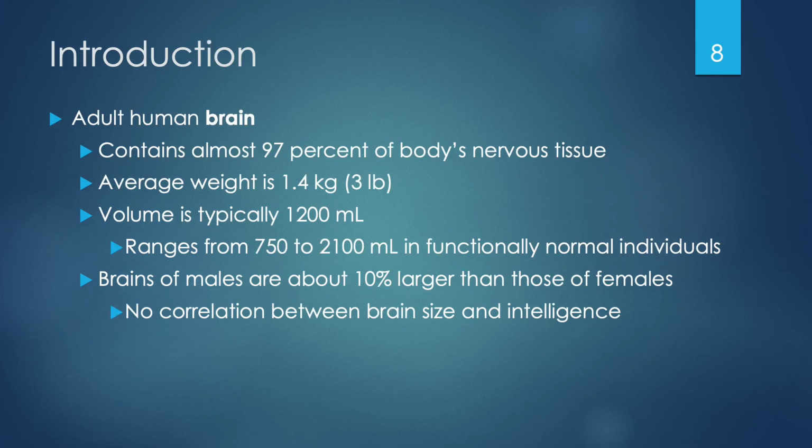Today, we're going to be studying the brain and cranial nerves, and I think you're going to love this chapter. The adult human brain is fascinating. The adult brain has about 97% of our body's nervous tissue, which leaves the remaining 3% to be composed of our spinal cord, which is part of our central nervous system, and our remaining peripheral nervous system. The average weight of the brain is about 1.4 kilograms, or about 3 pounds. The volume is typically about 1,200 milliliters, and this ranges in totally normal adults from 750 milliliters all the way up to 2,100 milliliters, which is almost 3 times as big. It's worth noting that the brains of males are about 10% larger than those of females, but there's absolutely no correlation whatsoever between brain size and intelligence.